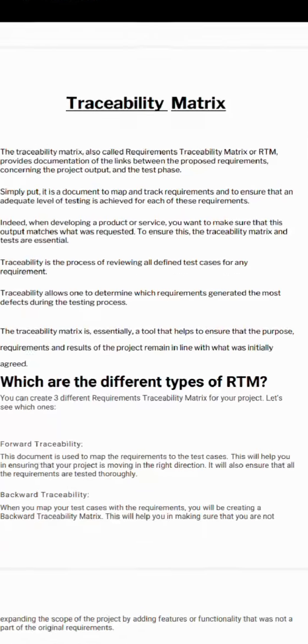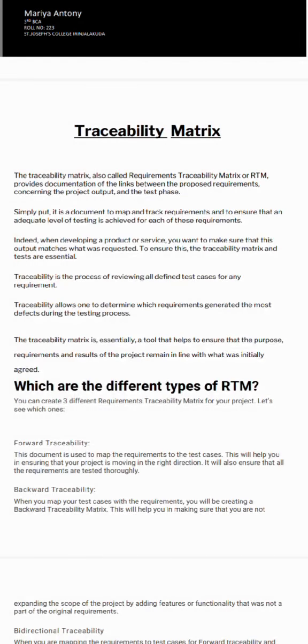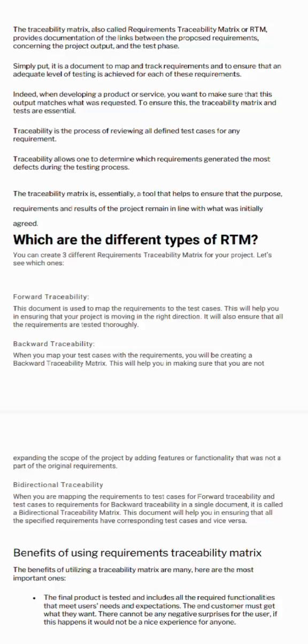Then we have to discuss the three types of RTM. First one, forward traceability. This documentation is used to map requirements to test cases. It will ensure that your project is moving in the right direction. It will ensure the requirements are truly tested.